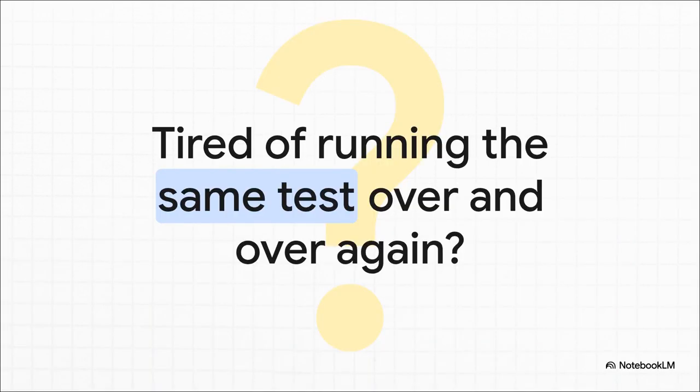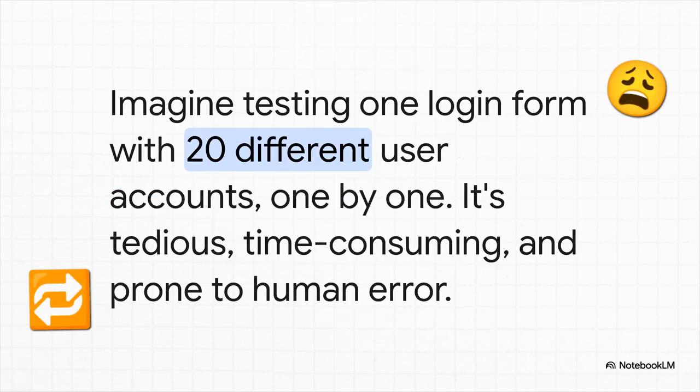Where you're just stuck in this loop, running the exact same test steps, but you have to swap out the data every single time. A different username, a new password, another product ID. It gets old, fast. I mean, just picture it. You have one single login form, and you need to make sure it works for 20 different types of users. That's the same click, type, click, check sequence 20 times.